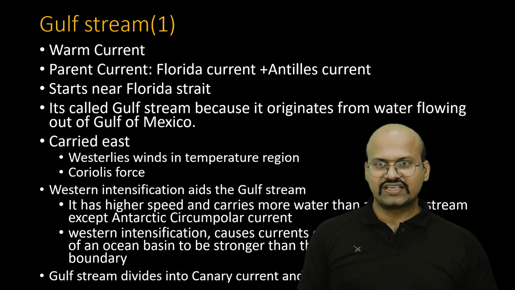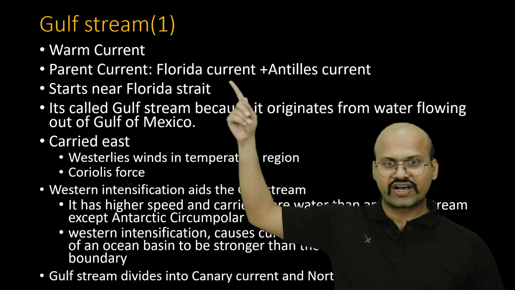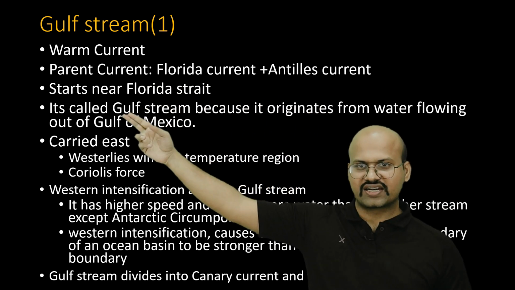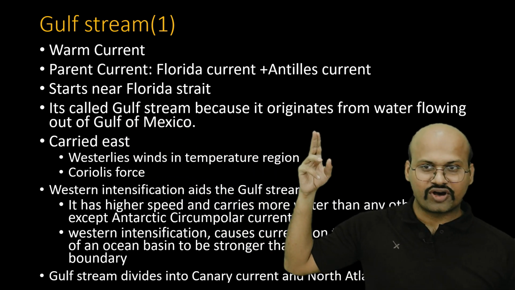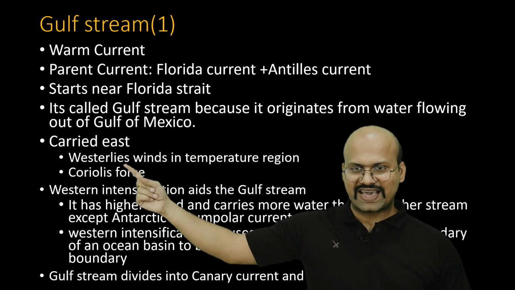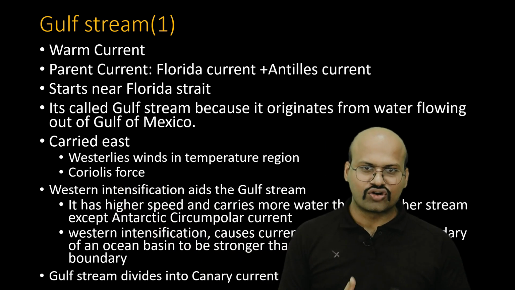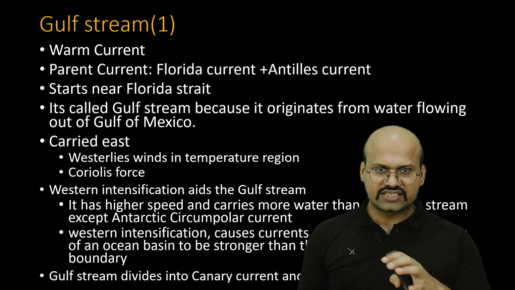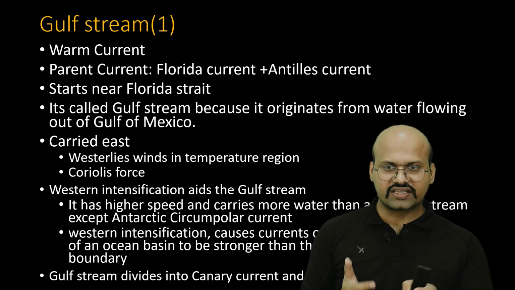So here we can see the summary of the Gulf Stream. The parent current is Florida current plus Antilles current, and it starts near the Florida Strait. It's called Gulf Stream because it originates from the Gulf of Mexico. It is carried east because of the Coriolis force. Of course, the Coriolis force acts on all the currents, and it deflects the direction of the current to the right in the northern hemisphere.